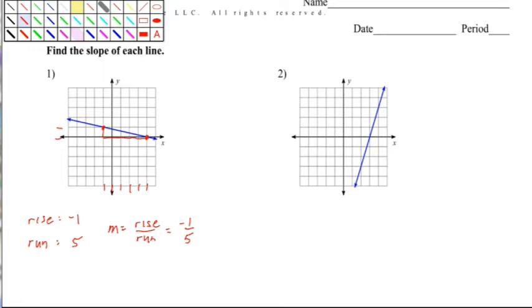So for this problem, I'm going to pick a couple of points here, and it looks like that's a nice spot that intersects x and y in a nice place, and this is another nice spot. So I'm going to draw my triangle, and then I'm going to count off my rise from my initial point. So this is 1, 2, 3 up. So the rise for this problem is +3, and the run for this problem is +1. So m, the slope, will equal 3 divided by 1 is equal to 3.